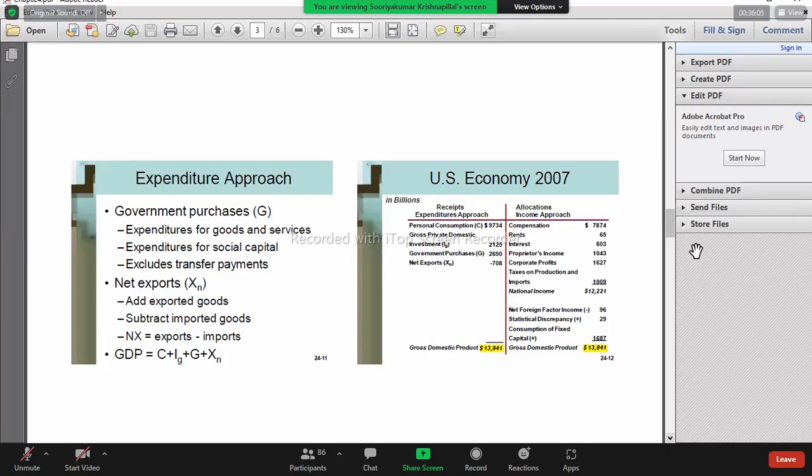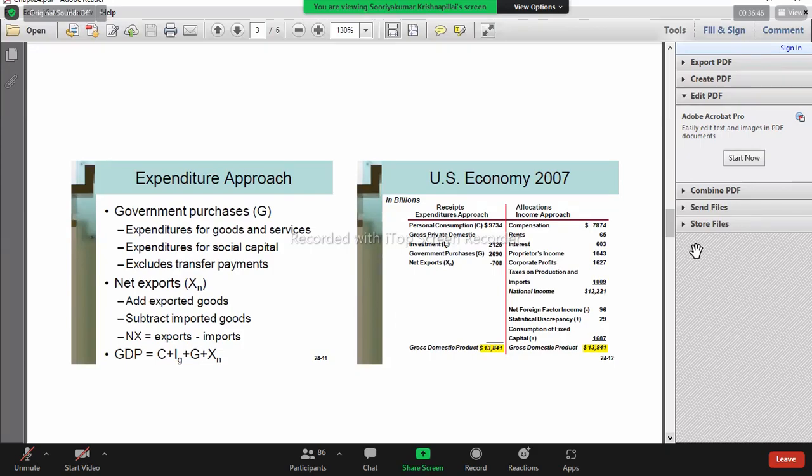So now GDP has these expenditure components: household consumption, private firm investment, that is gross domestic private investment, government expenditure, and net export, that is export minus import. So this GDP counts all the expenditure spent on domestically produced goods. So this is the expenditure approach.